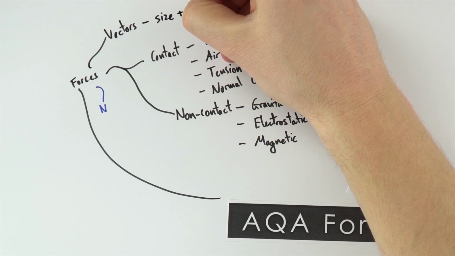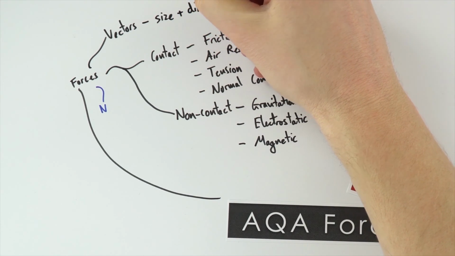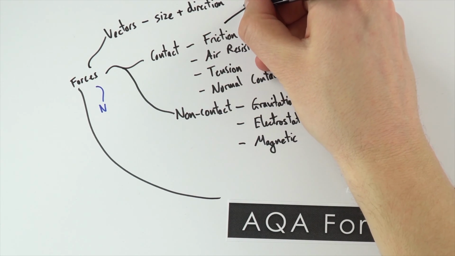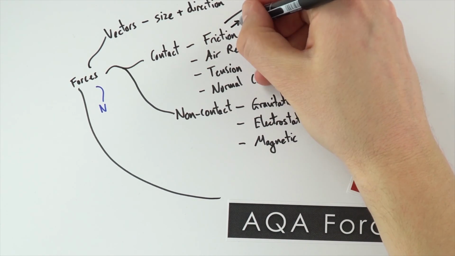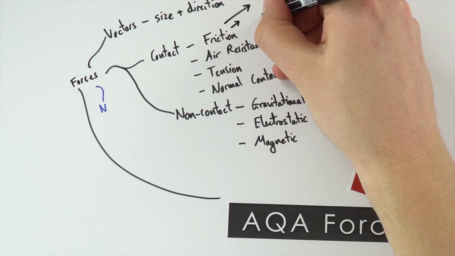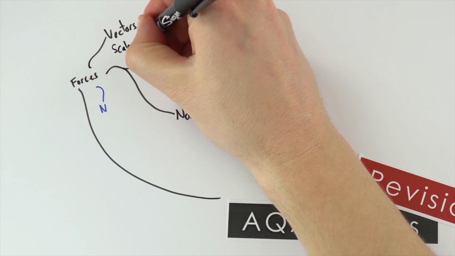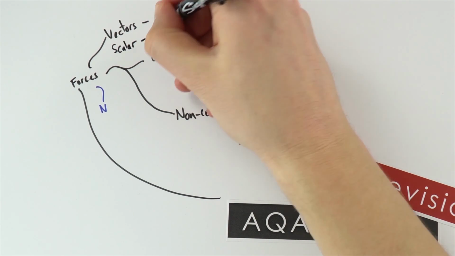And a vector is something that has size and direction. And what that means is we can then represent a force with an arrow, where the length of the arrow tells you about the size of the force, and the way the arrow is pointing is telling you about the direction. That's different to a scalar quantity, which only has size.